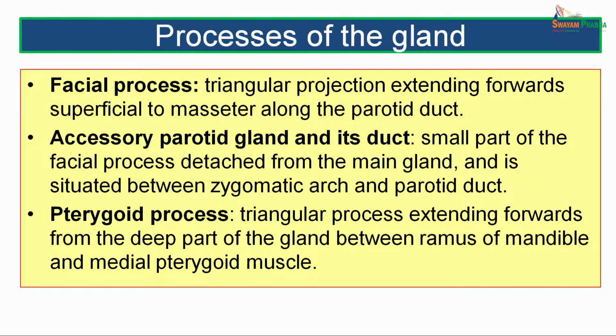This is nothing but a small part of the facial process detached from the main gland and is situated between the zygomatic arch and the parotid duct. Next is the pterygoid process, a triangular process extending forwards from the deep part of the gland between the ramus of mandible and the medial pterygoid muscle.